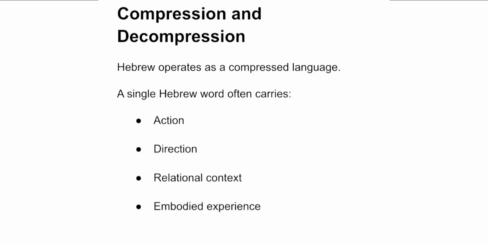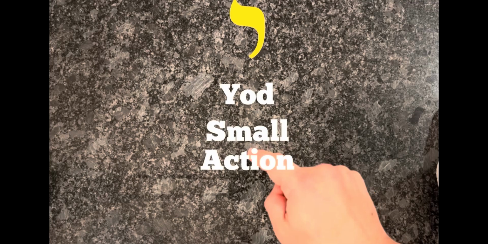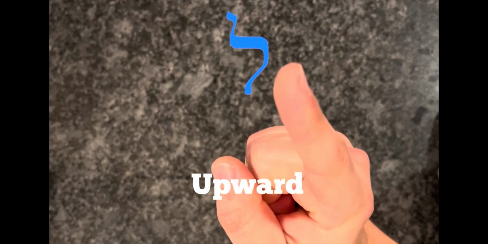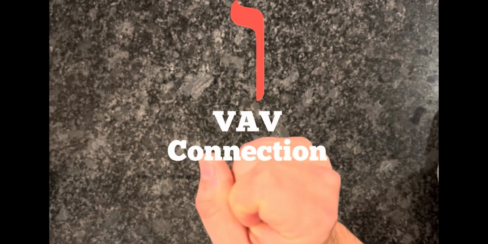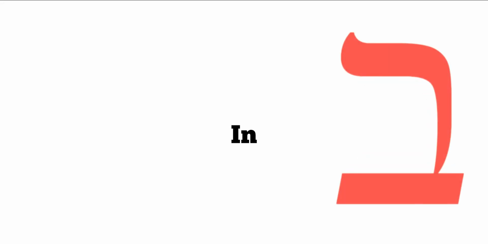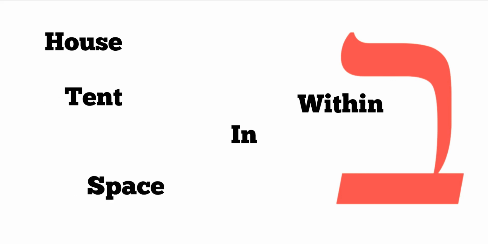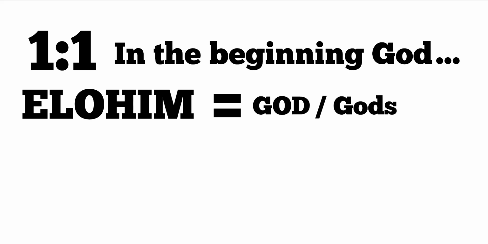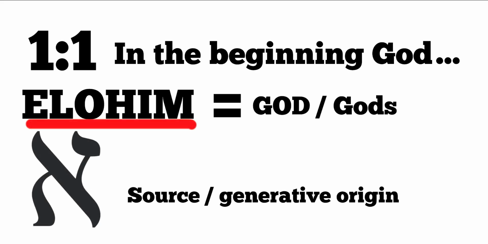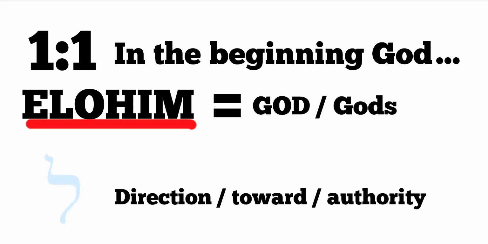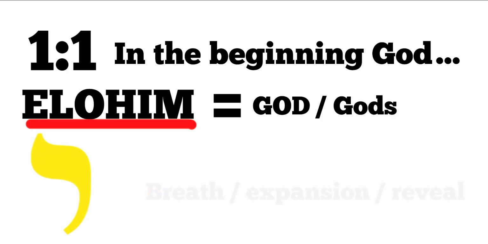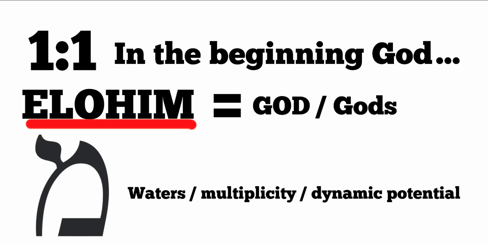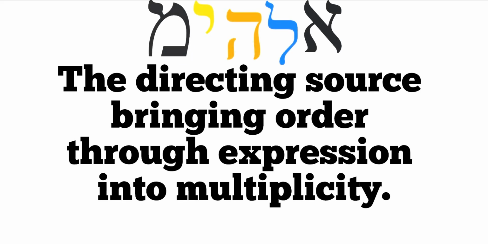Hebrew operates as a compressed language. A single word often carries action, direction, relational content, and embodied experience. English typically separates these into multiple words or explanatory phrases. The process used here is called cognitive decompression. This does not mean adding interpretation or symbolism. It means unfolding what is already present but implicit in the Hebrew form.